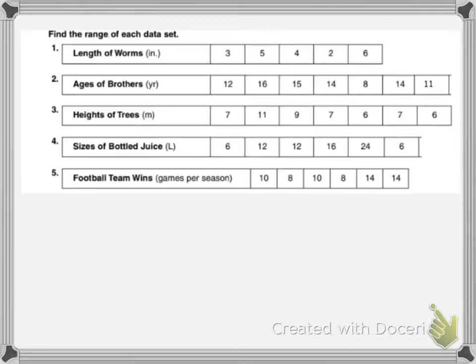All right, let's move on to the range now. The range is simply subtracting the highest value from the lowest value. So I'm going to put our work down here on the bottom. The highest value for a length of worms is 6 inches. The lowest is 2 inches. So we're going to subtract 6 minus 2. So that means our range is 4 inches.